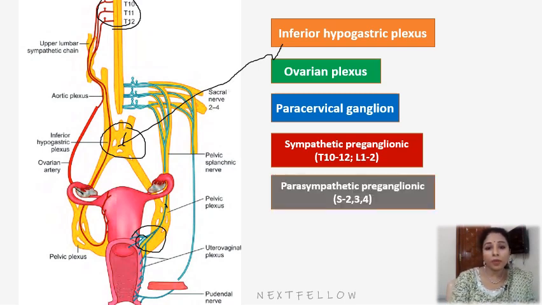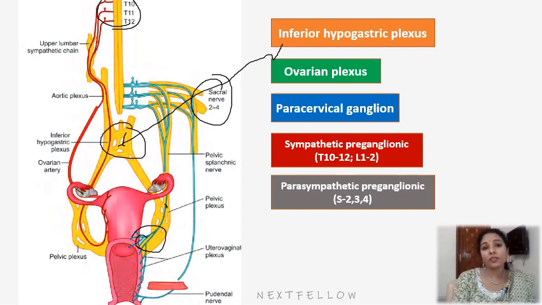Next, about the parasympathetic preganglionic. Parasympathetic preganglionic fibers arise from S2, S3, S4. So we can see here sacral nerves which are the parasympathetic. So S2 to S4 relay in the paracervical ganglion, and they cause uterine inhibition and vasodilatation. So they cause uterine inhibition of contraction and vasodilatation, but these activities are complicated by hormonal control of uterine functions.